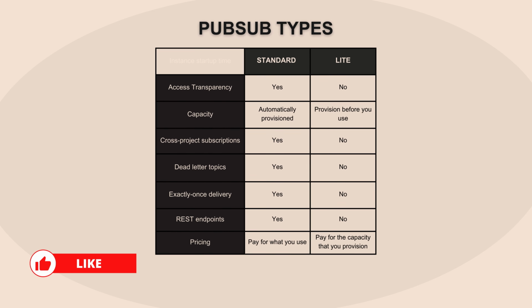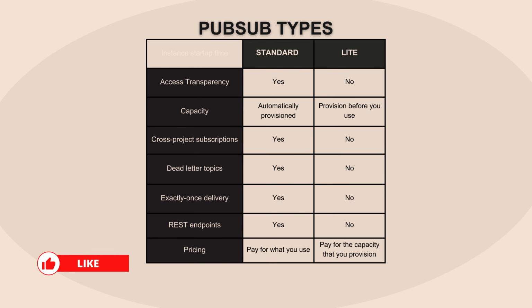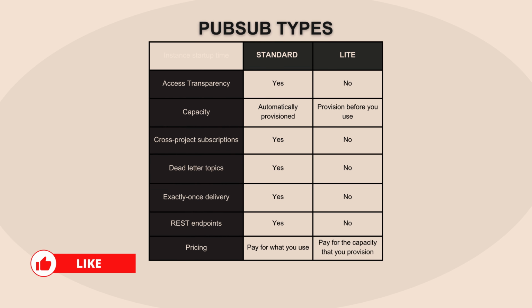GCP PubSub offers two main types of services. Standard PubSub, designed for high throughput and low latency messaging, ideal for real-time data streaming and event-driven architectures. Light PubSub, a more cost-effective option for lower throughput use cases, suitable for applications with moderate messaging requirements.